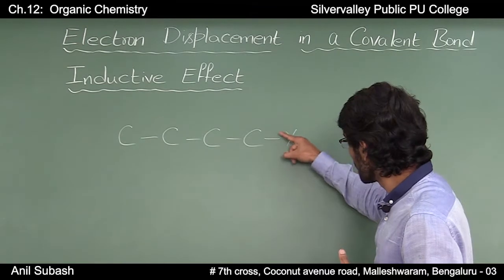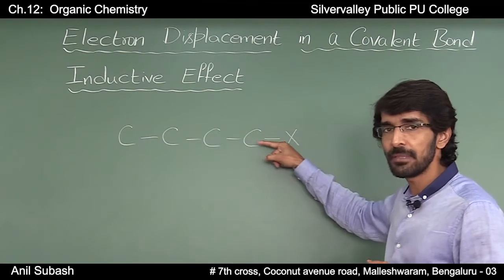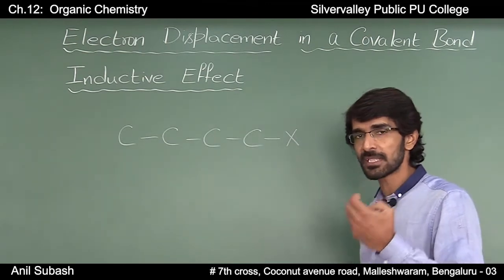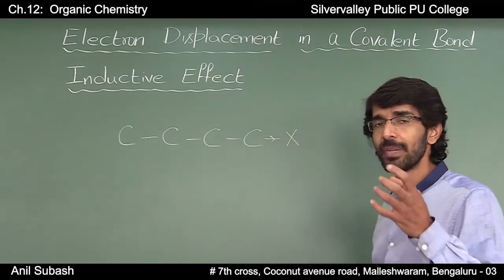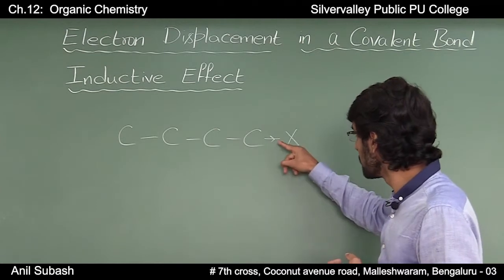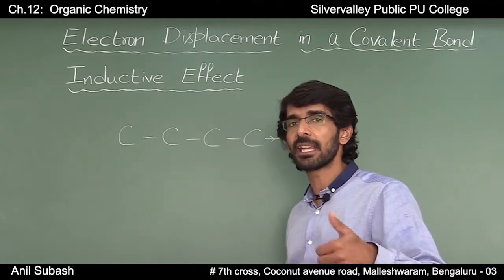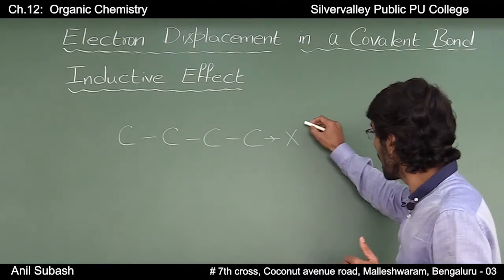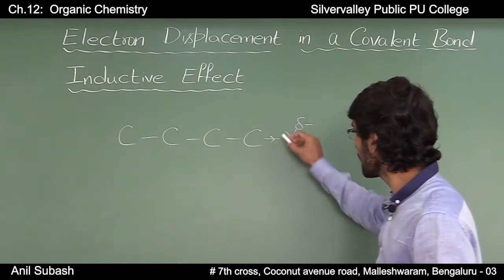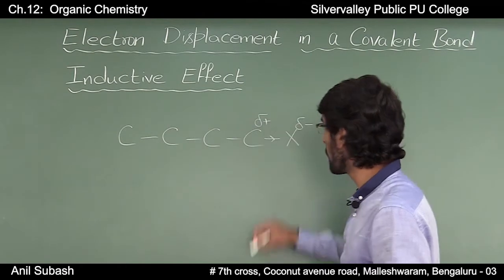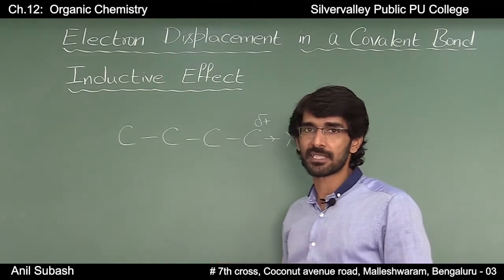Therefore, what happens? The halogen, being highly electronegative, will pull the bonded pair of electrons towards itself, and the arrow mark indicates the movement of electrons. The movement of the shared pair of electrons will be towards the highly electronegative atom, halogen, and halogen develops a partial negative charge and the carbon develops a partial positive charge. We indicate that by delta minus and delta plus.